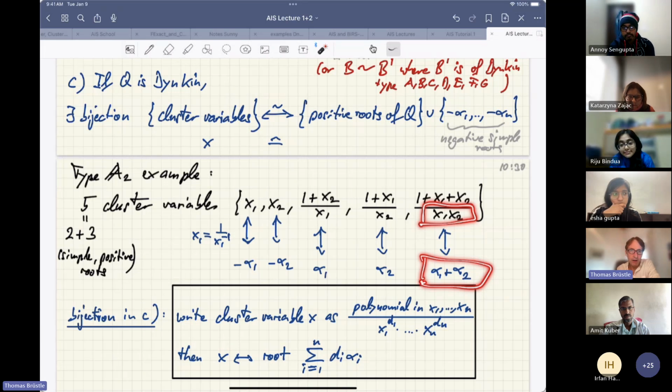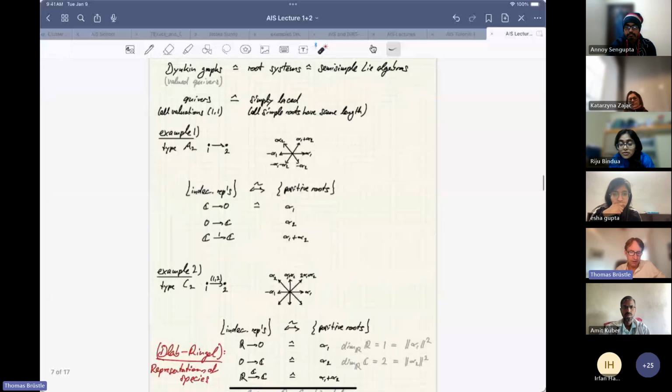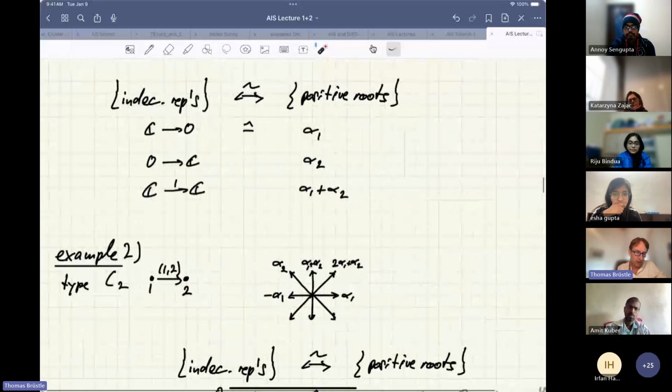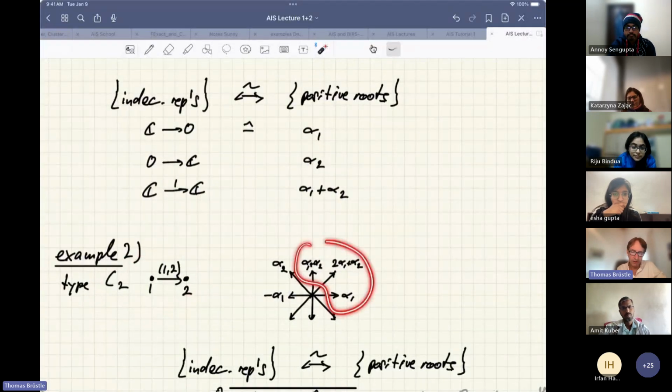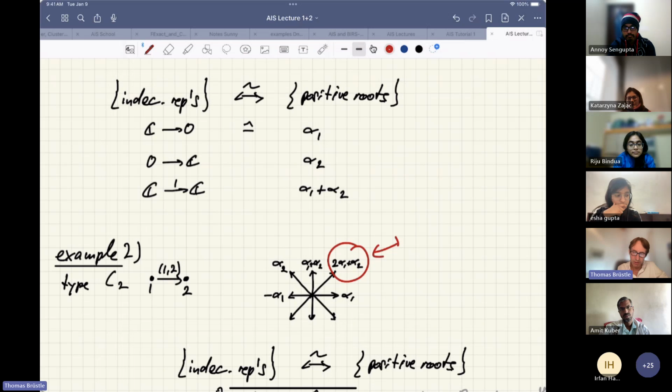Okay. And that formula really translates to all the other Dynkin types. So if we are in type C2, we could compute the cluster algebra. In C2, we have a root of the form 2 alpha 1 plus alpha 2. So in that case, there must be some cluster variable that should correspond to it, which has x1 squared, x2 in the denominator, and some polynomial upstairs. Yeah. So this is really how the bijection works.